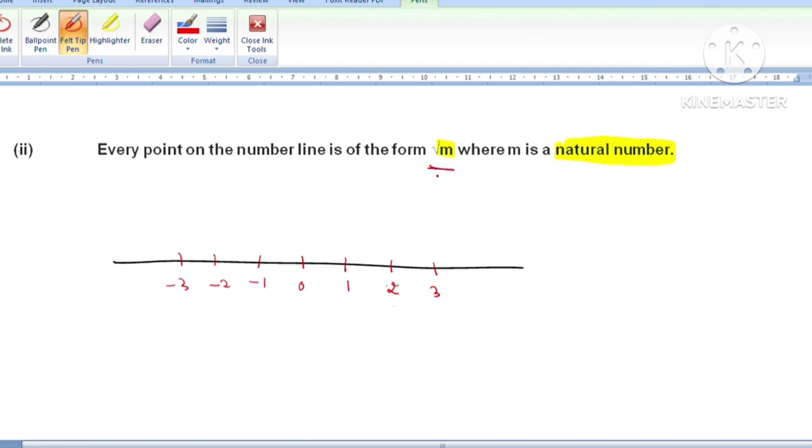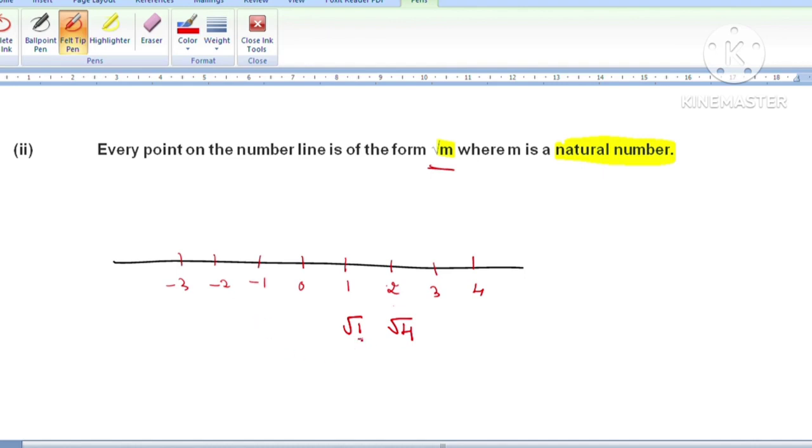Whether all numbers are in the form of root m. If you take 2, we can write it in the form of root m, right? We can write square root of 4 also. Why? Square root of 4 is nothing but 2. In the same way, you can write 1 also, square root of 1. It's also in the form of root m.